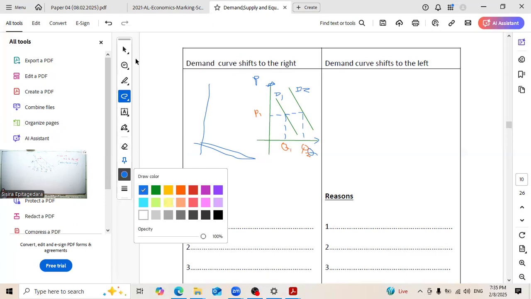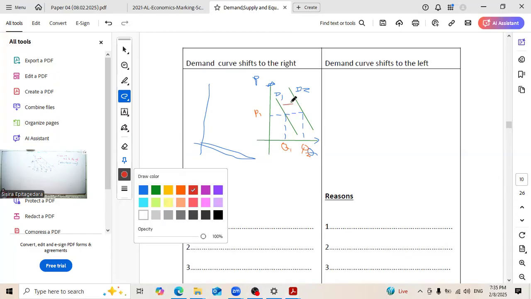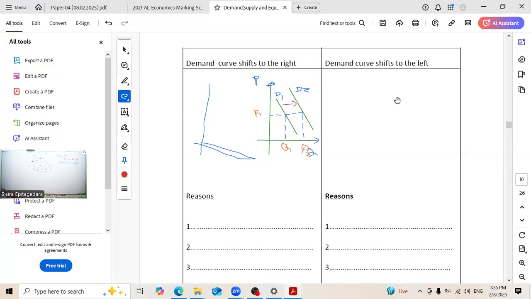And remember, the important one is this arrow. The arrow shows the direction. Arrow to this side. Here you should draw only the demand curve shifting to the right side. The second demand curve, the shift to the left, goes on the other side, the second column next to this one.